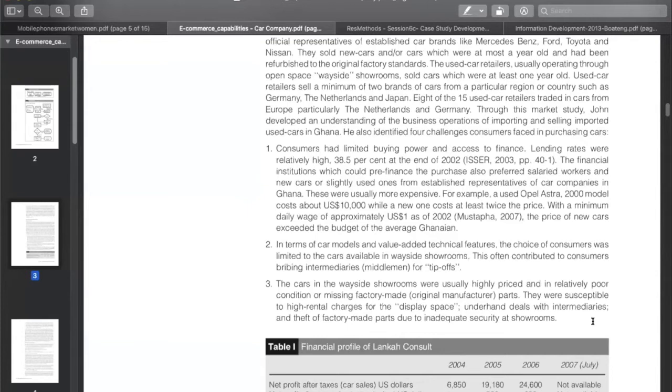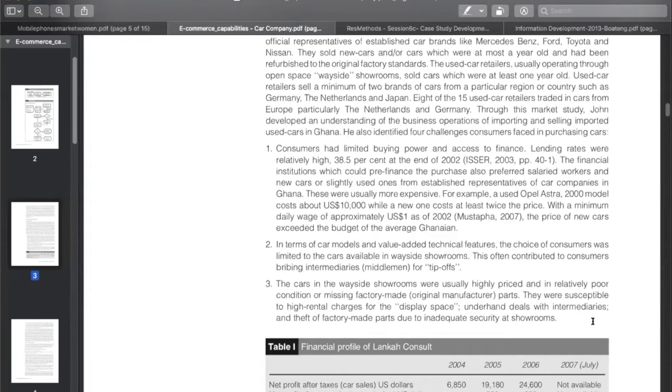So I'm able to put a logical argument here. In terms of car models and value-added technical features, the choice of consumers was limited to cars available in wayside showrooms. This often contributed to consumers bribing intermediaries for tip-offs. The cars in the wayside showrooms were usually overpriced and in relatively poor condition, or missing factory-made original manufacturer parts.